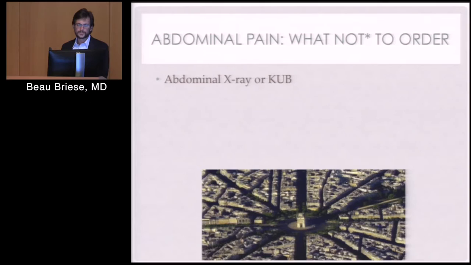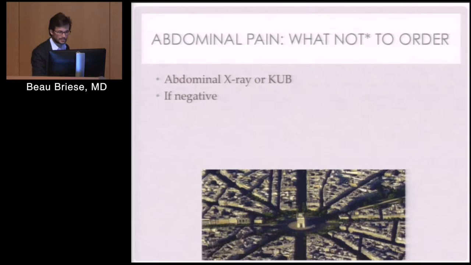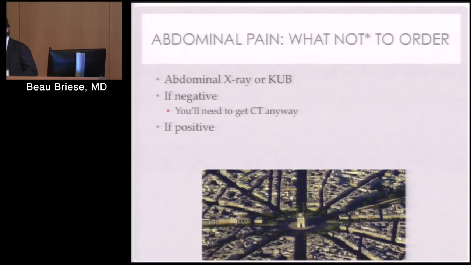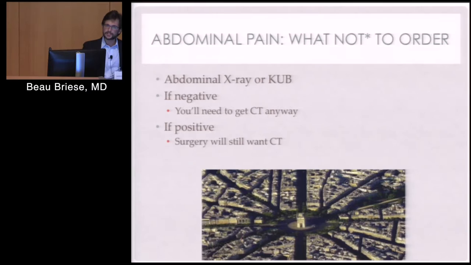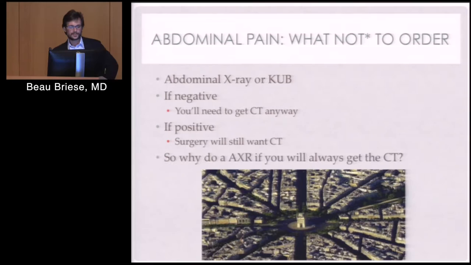So if you have somebody who's got belly pain, you say, I'm going to get the x-ray first, and the x-ray's negative. They still got some pain. Now you're going to get a CT. That's right. What if it's positive? What if the abdominal x-ray is positive for a small bowel obstruction? What surgery are we going to ask for? They're going to ask for a CT scan. Right? Because they want to see exactly where the transition point is, things like this. So why are we doing an abdominal x-ray if you're always going to end up getting the CT? If all roads lead to Rome.